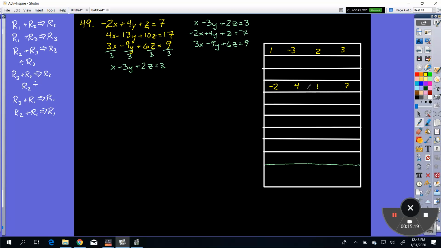Somewhere I messed up. That's not right. That should be 17. No, that's right. That's 7. So negative 2x plus 4y plus c equals 7. That's the bottom row. I didn't get this one right. There we go. Put some spaces in there. 4, negative 13, 10, 17.